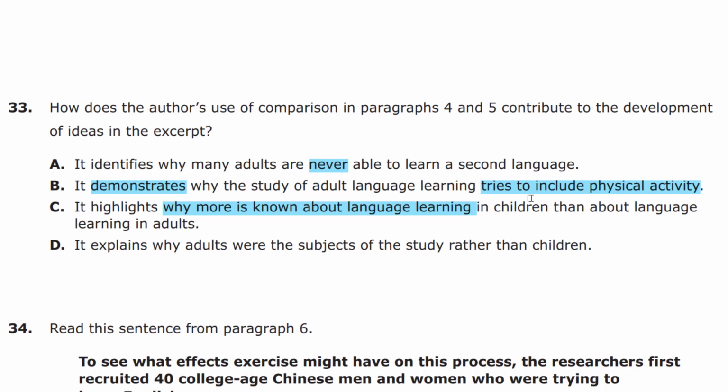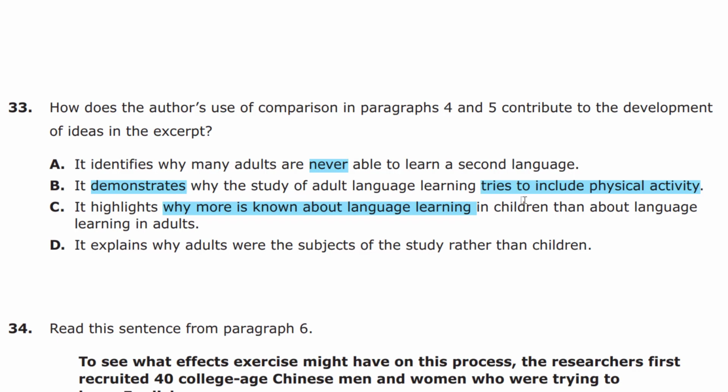D, hopefully is correct. It explains why adults were the subjects of the study rather than the children. So wait a second, you might say 4 to 5 said nothing about explaining why adults were chosen for the study because of something in 4 and 5. No, it doesn't explicitly say that. But remember, this is a valid inference, a valid deduction you can make.